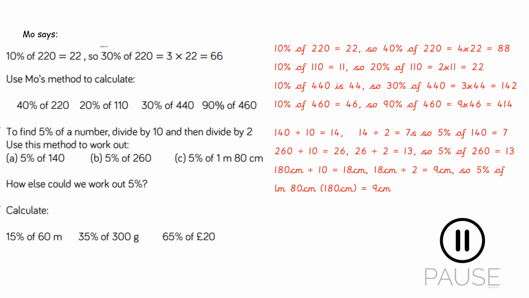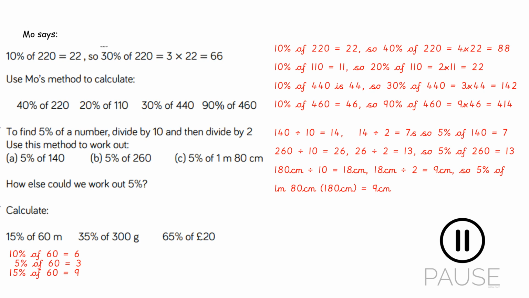And then for the last one, I've converted my 1 metre 80 into 180 centimetres to make it a little bit easier. Then I've done 180 divided by 10, which is 18 centimetres. Divide that by 2, which is 9 centimetres. It says, how else could we work out 5%? So you could have said we could find 50% by dividing it by 2, and then we could divide it by 10, which would be 5%. So it's just basically doing the same. Instead of dividing by 10, then dividing by 2, you divide by 2, then divide by 10.